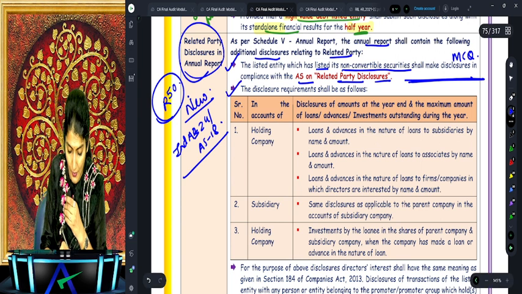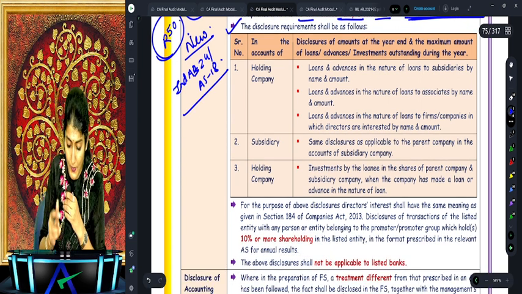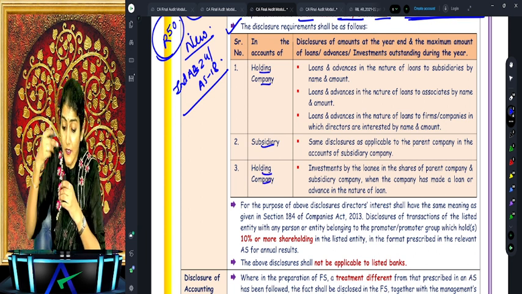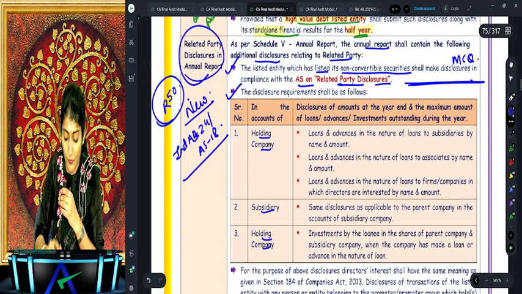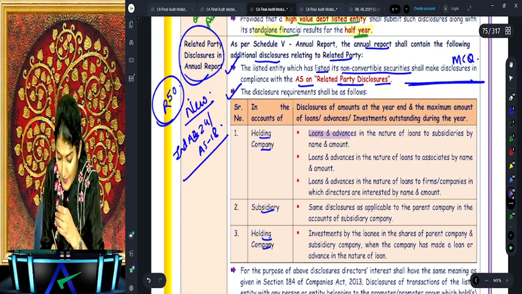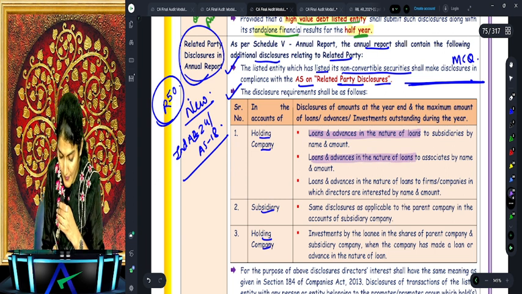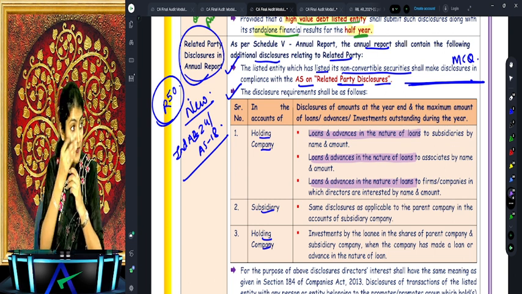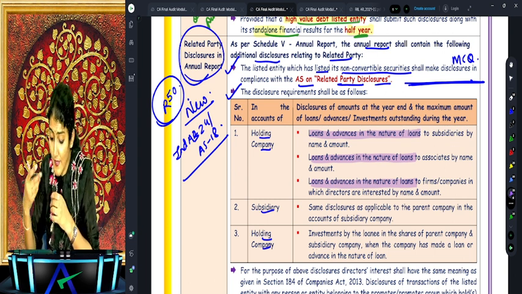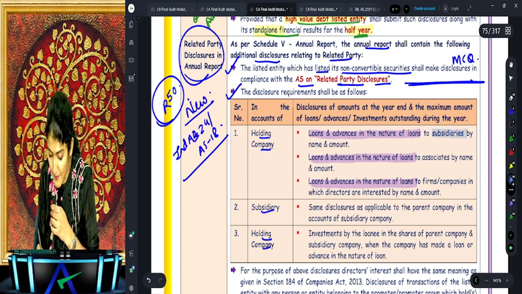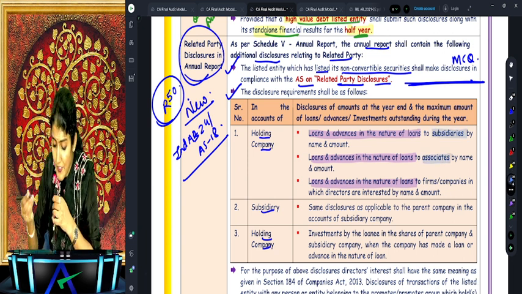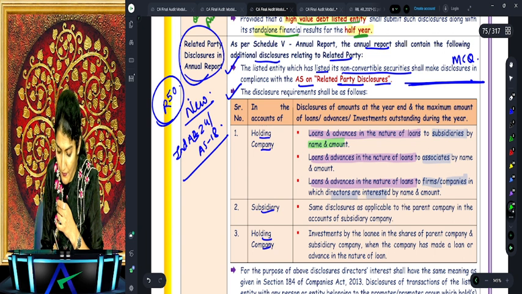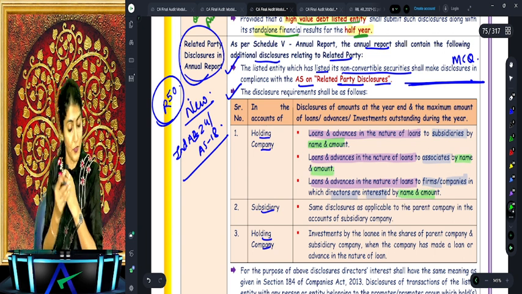And what is the disclosure requirement? It says in the accounts of the holding company, in the accounts of the subsidiary company, and again in the accounts of the holding company. What details are to be given in the annual report of the holding company? Loans and advances in the nature of loans. Do you remember this one? Clause 3 and 4 of CARO 2020. Loans and advances in the nature of loans which have been given to the subsidiaries, to the associates, and to firms and companies in which directors are interested. And again, in all the three cases, what do you need to give? Name and amount.